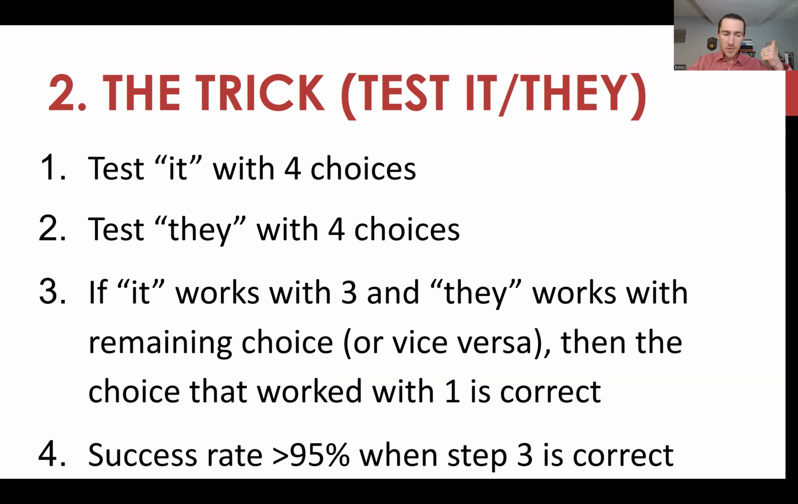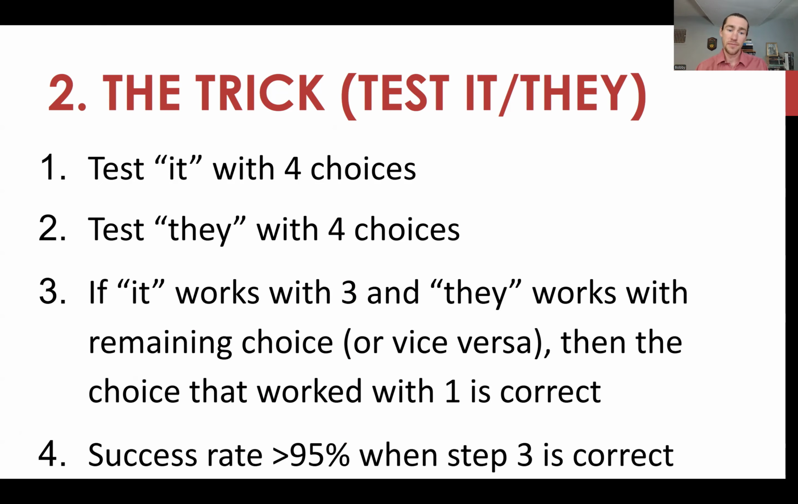First, on these questions, you do not need to find the subject. Instead, you test the word it next to your 4 choices. Keep track of how many words it works for. Then, test the word they next to your 4 choices. Keep track of how many they works for. If it works with 3 and they works with the remaining 1, your answer is the word they. Vice versa, if they works for 3 choices and it works with the remaining 1, your answer is the one that it works with.